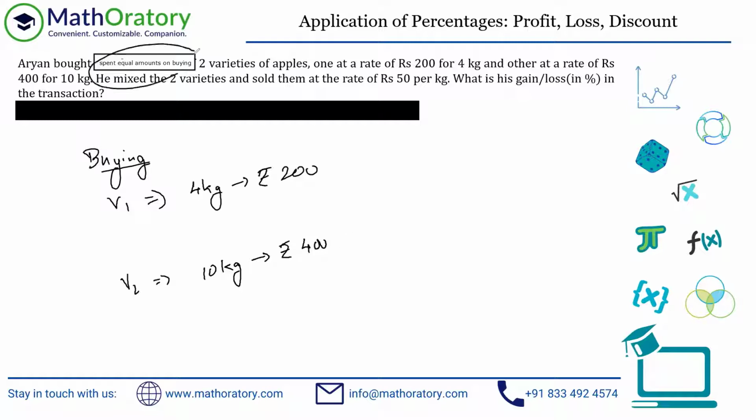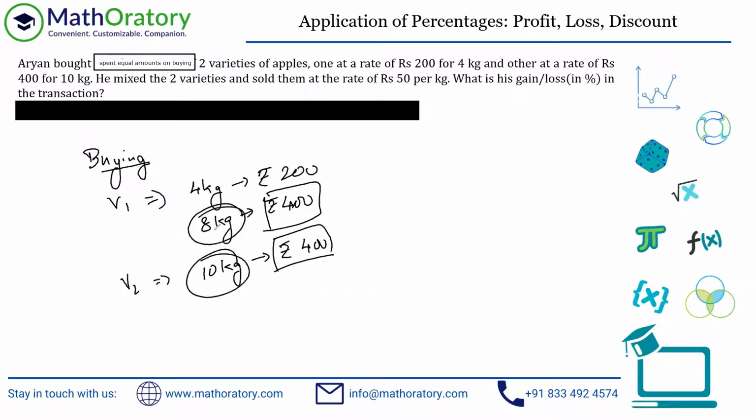Now in this context, we have to make the spending amount equal. So what we have to do is let's get both to 200 or both to 400. Again, it really doesn't matter. So in this case, this will be 400 bucks, and 400 bucks would be for 8 kilo of this type, right? Because 4 kilo is costing 200 rupees. So now we can work with these two numbers itself, because here the amount has become equal.